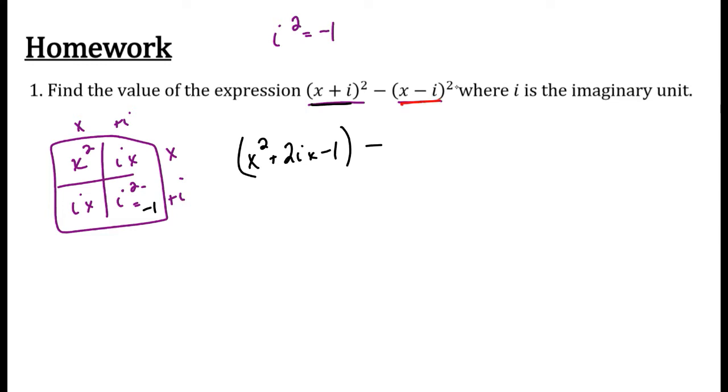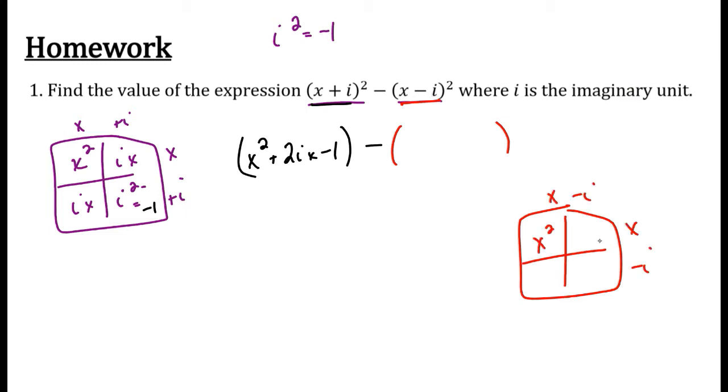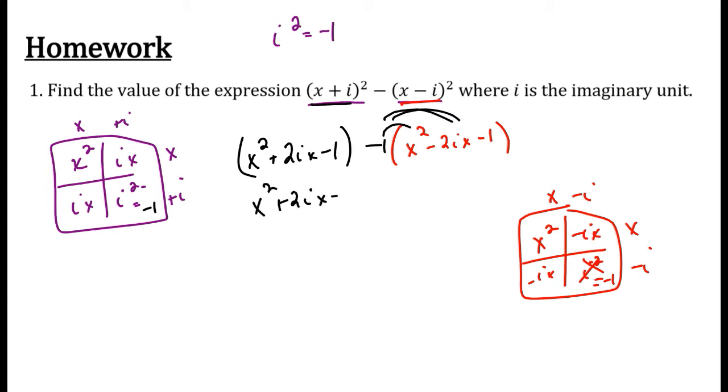Minus, now I'm going to square that out. Let's see, make a table, x minus i. I get x squared minus ix, positive i squared, but i squared is -1. So I get x squared minus 2ix minus 1. I have to distribute that negative in front, and get x squared plus 2ix minus x squared plus 2ix plus 1. Those add to 0, those add to 0, so this expression is equivalent to 4ix.